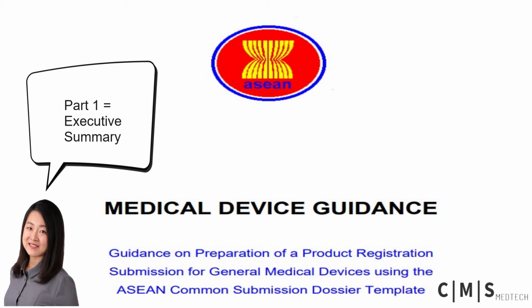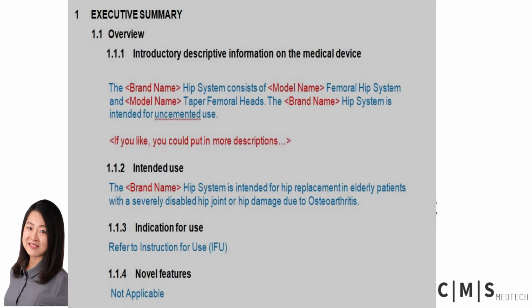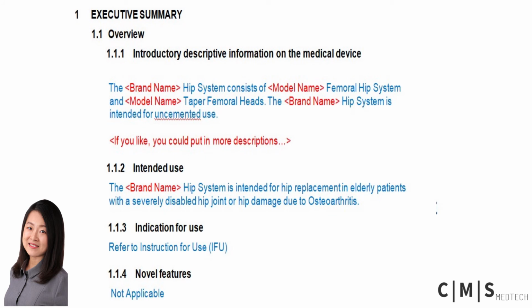This is indicated by the prefix number 1 in the heading number. The second part is the elements of the CSDT, so to speak. This section would bring the reader through the specific details on the device in question. This is indicated by the prefix number 2 in the heading number. The first step is to create the overview. You need to indicate the introductory descriptive information on the medical device here. You also need to indicate the intended use here, the indication for use here, and any novel features here.